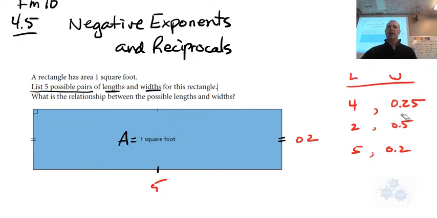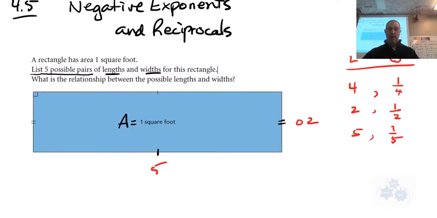I wonder, could we write these decimals in fraction form, please? So what's 0.25 in simplest fraction form? That is 1 over 4, okay. What is 0.5 in simplest fraction form? 1 over 2, okay. Any guesses on what 0.2 is in simplest fraction form? Yeah, it's 1 over 5, okay. Now, if we multiply these together, guys, watch this.